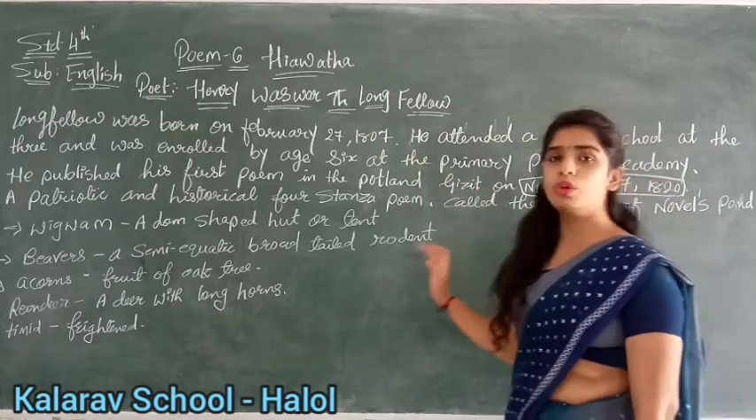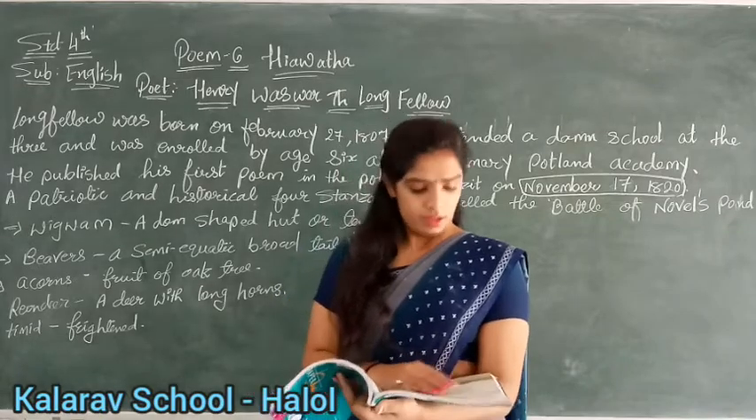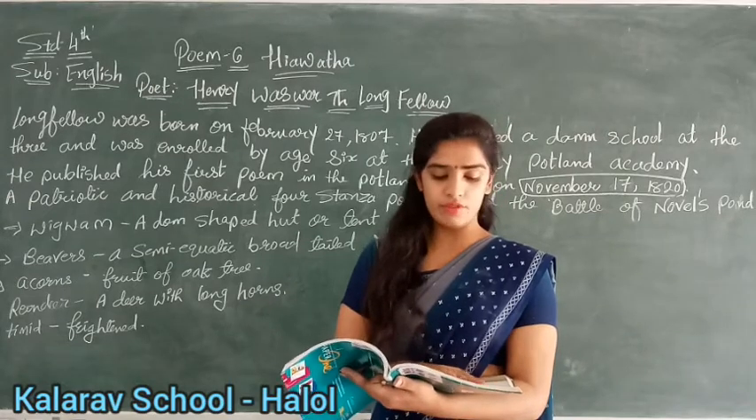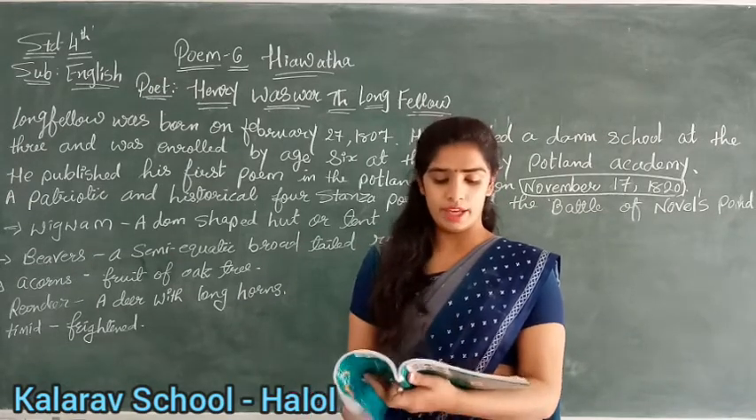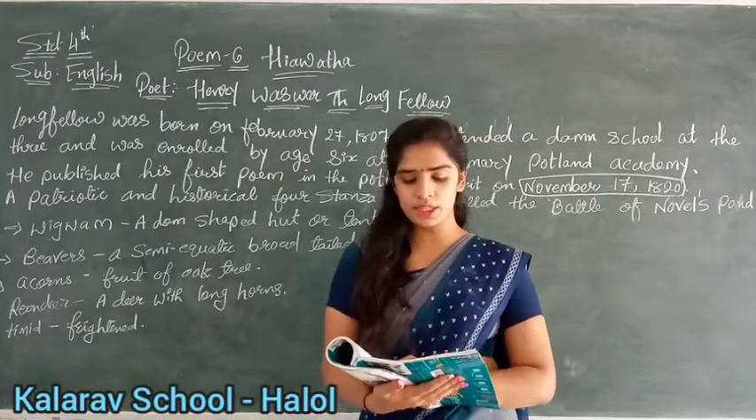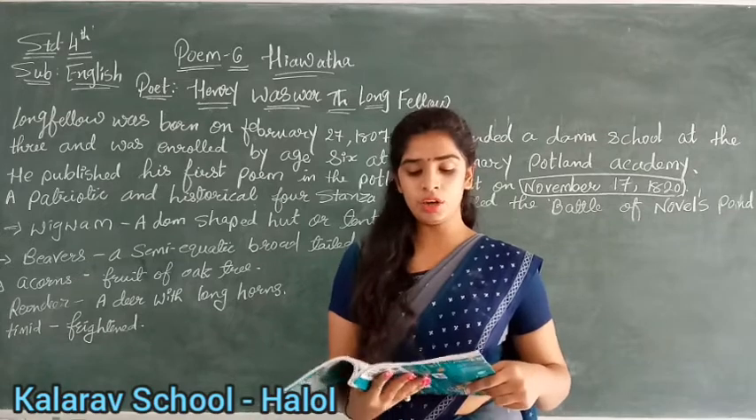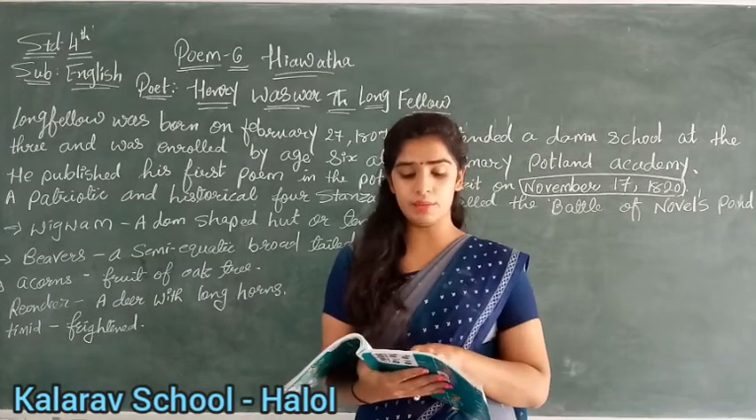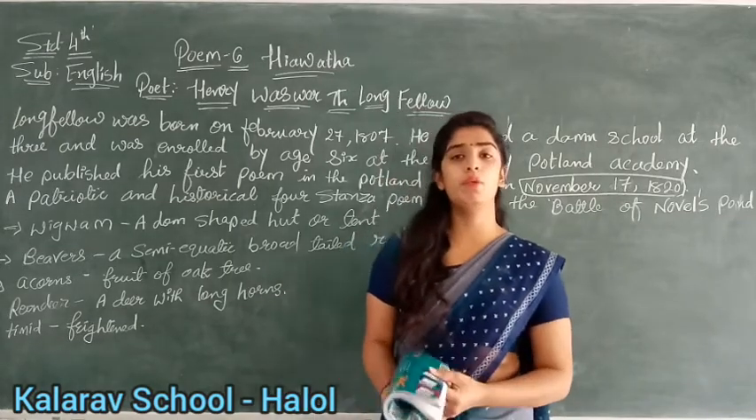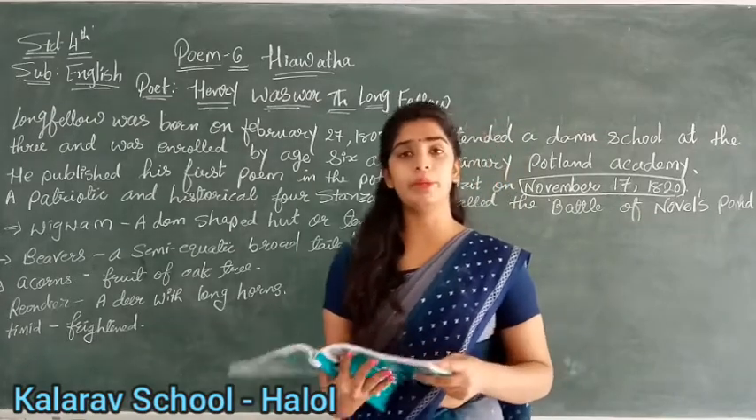Today we are going to study this poem. On the first line, your poem 6: Hiawatha was a young red Indian boy. He lived with his old grandmother, Nokomis, in a big wigwam. What is the meaning of red Indian here? Red Indians are basically natives, people born in America. People of India call them red Indians.